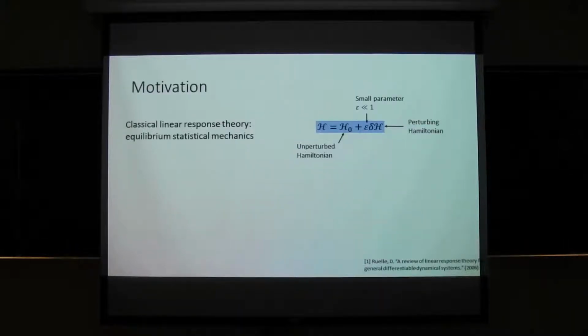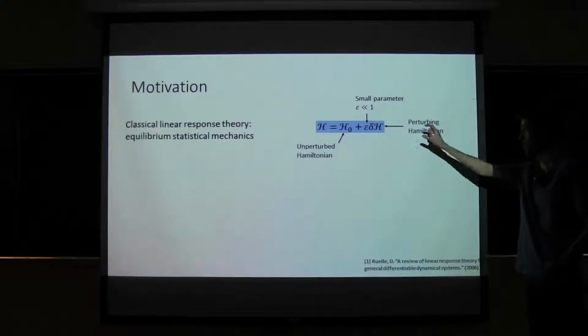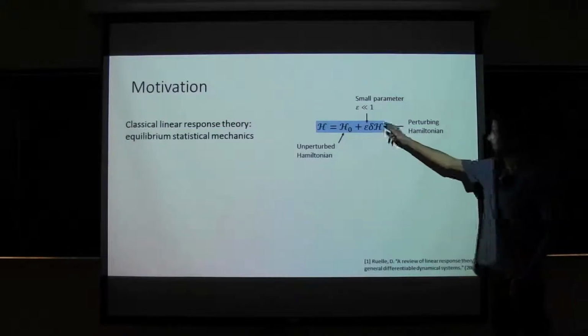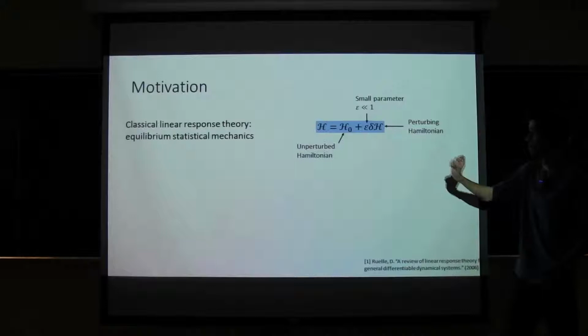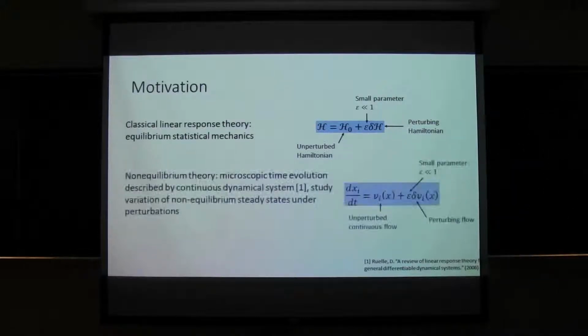All right. So we're all familiar with linear response systems. You have a system described by some Hamiltonian, and you add some small perturbation, delta H, where this epsilon is very small. This is the equilibrium case.